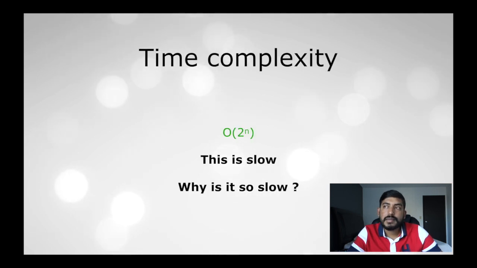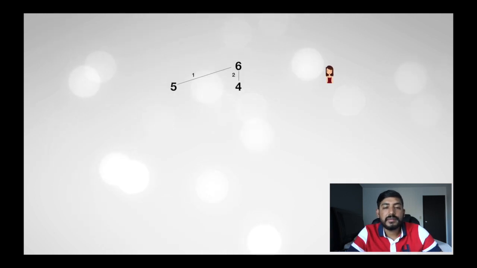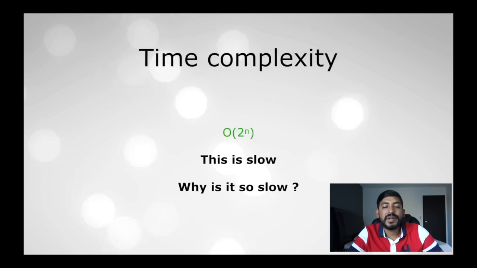So this is a backtracking solution, right? It uses recursion. The time complexity is O of 2 to the power of n. This is pretty slow because this is exponential. So why is it so slow? If you look at the tree, you can see that we are solving the same problem over and over again.